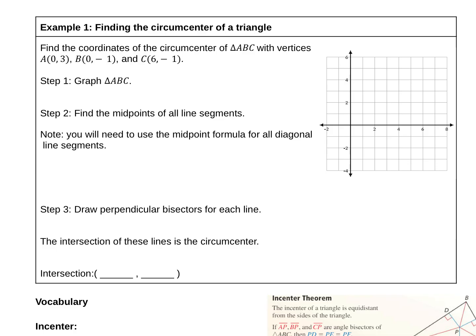So first, let's graph our triangle. So we've got A is at (0, 3). And I like to put the points right on the graph because it just makes it easier. B is (0, -1). And then C is (6, -1). And then we're going to fill it in. We're going to graph it.